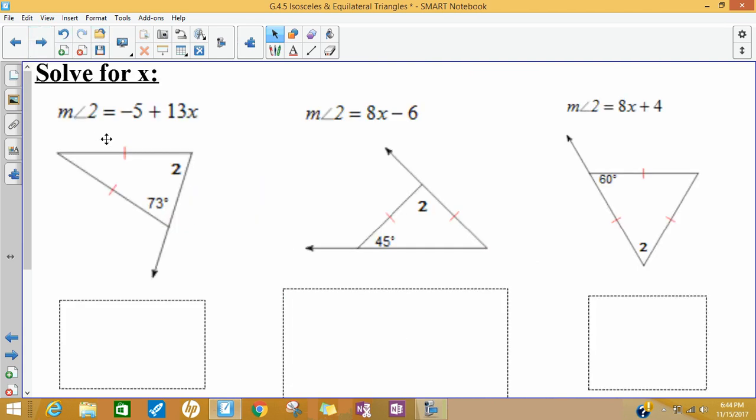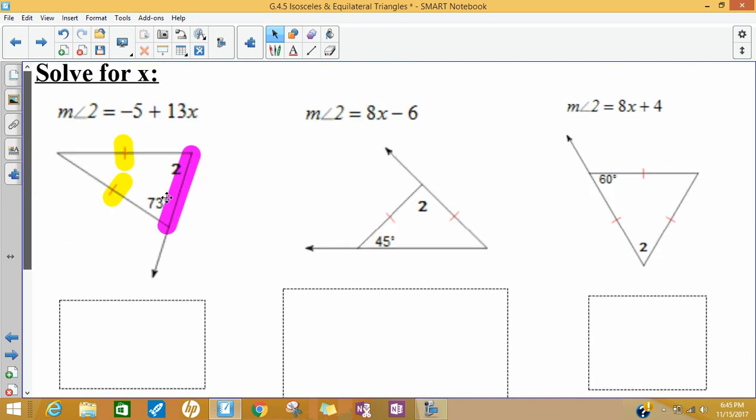Of course, what we like to do when we have some geometry facts is connect that to some sort of algebra. So I'm going to do a few examples for you. Here I have a triangle and I notice that I have two sides marked to show that they are congruent. So this is isosceles. These two sides are congruent. That makes this other side the base. And that makes angle 2 and this angle that's 73 degrees my base angles. So that means they should be congruent to each other.